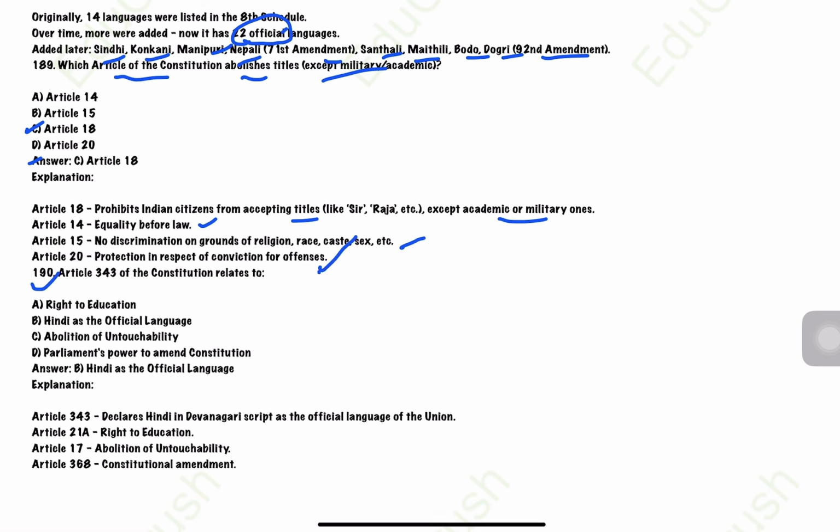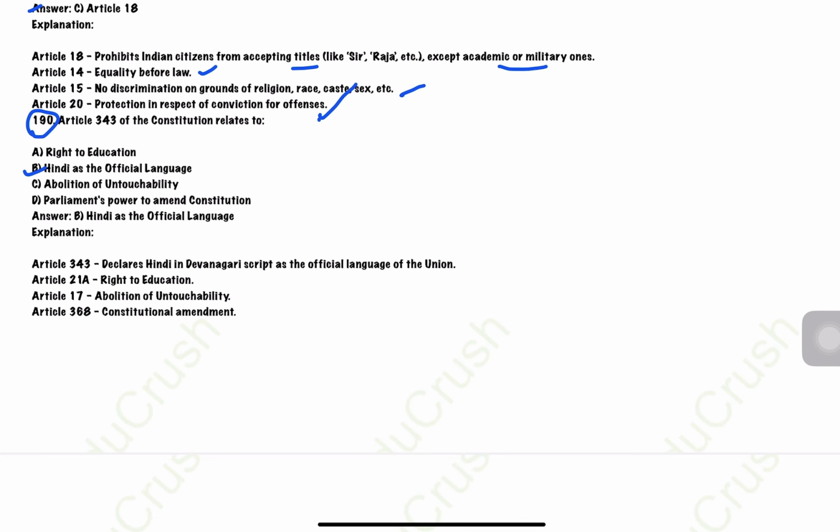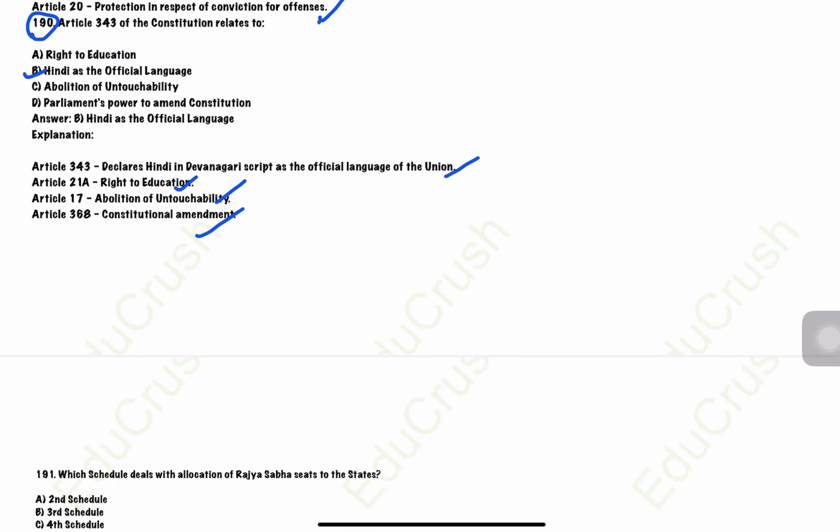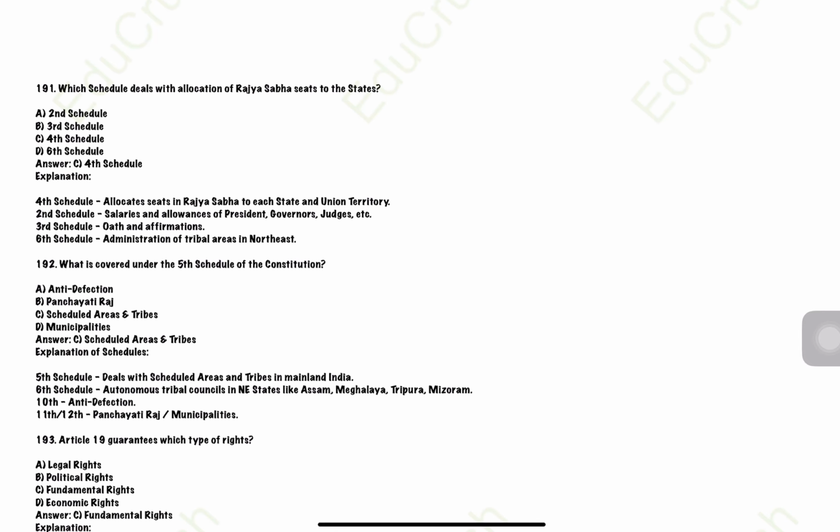Next, 190th question, Article 343 of the Constitution relates to, so Hindi as the official language. So 343 declares Hindi in Devanagari script as the official language of the Union. Article 21A right to education. Article 17 abolition of untouchability. Article 368 constitutional amendment.